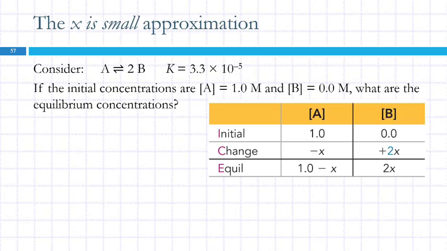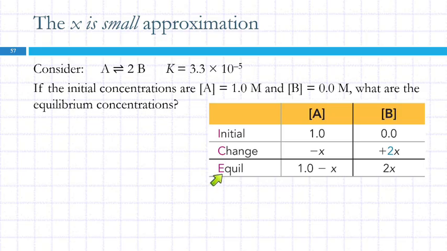Very catchy title. So A is in equilibrium with B. Here's our equilibrium constant. This is a small number. Initial concentrations are 1 molar for A. 1 molar is actually a relatively high concentration. And B is 0 molar. What are the equilibrium concentrations? So we need an ice table. Here's our ice table. Initial 1.0, initial 0.0. This one's going to go down by some number x. This one's going to go up by 2x because there's a coefficient of 2 here.